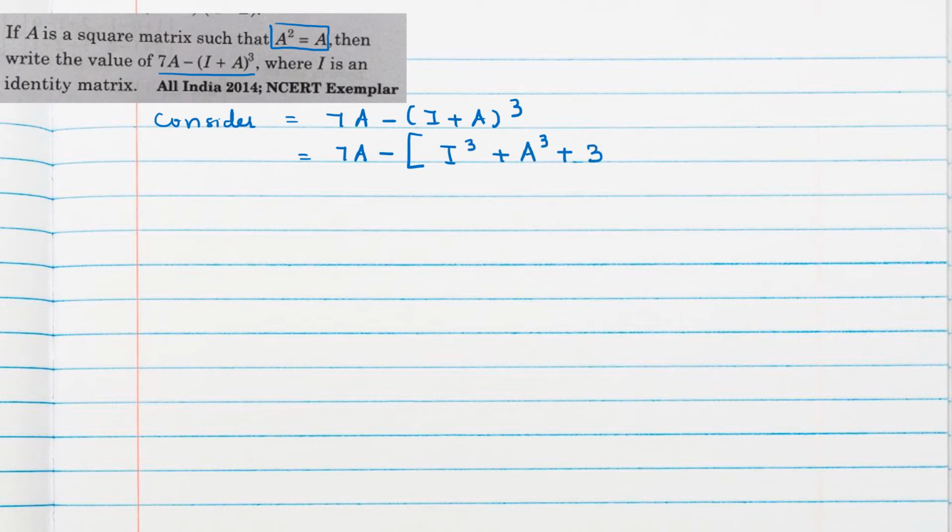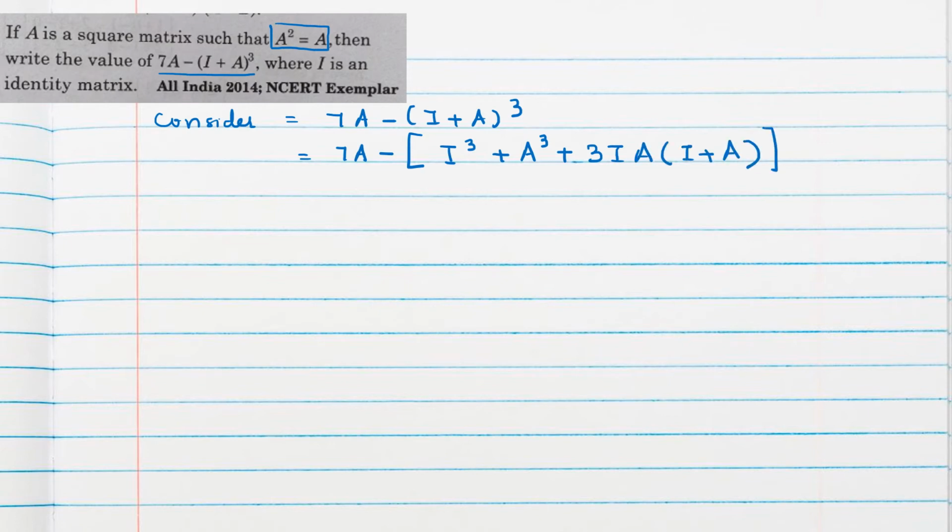If A is a square matrix such that A square equals A, then write the value of 7A minus I plus A whole cube, where I is an identity matrix. So here the condition is given A square equal to A, and I plus A whole cube is given. We'll expand this expression. So first consider 7A minus I plus A whole cube. Now this we can write as I cube plus A cube plus 3 times I plus A.